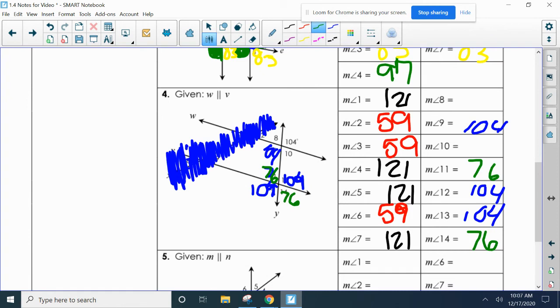I know 14 is on the outside, on the bottom right. So the opposite of bottom right is top left, and 8 is in the top left. So 8 and 14 are going to be congruent because they're alternate exterior. So 76. I know 10 is underneath its line on the right side of the transversal, and 14 is underneath its line on the right side of the transversal. So those are going to be corresponding. So 10 is going to be 76. And I didn't fill them in, but there you go.